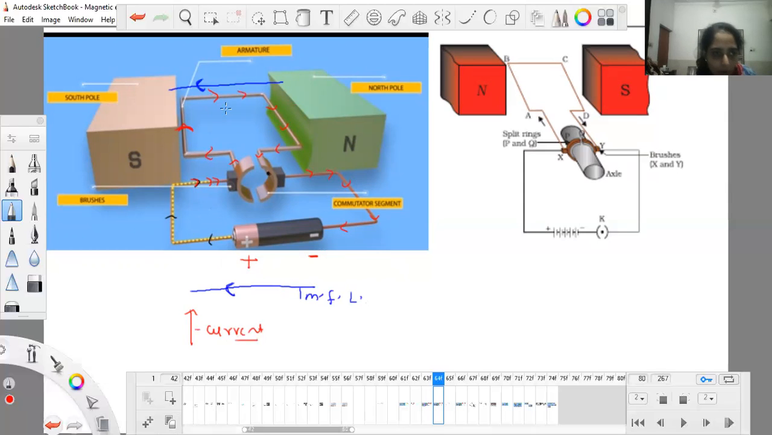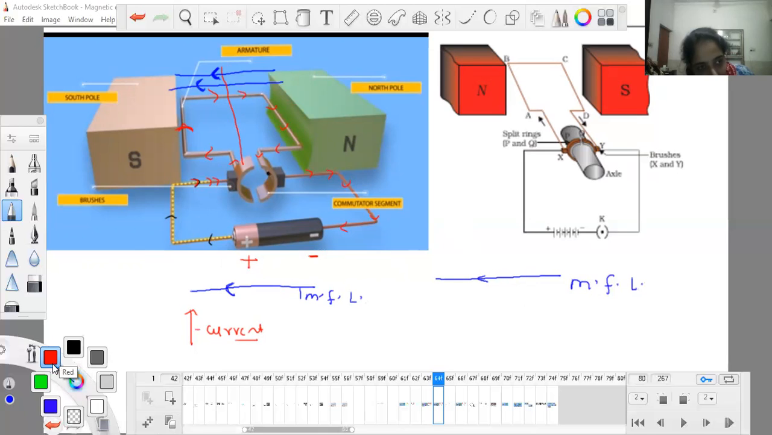Okay, for this half part. Okay, for the second part, definitely this is the direction of current, sorry, magnetic field line. This is the direction of magnetic field line from north to south, so the direction of magnetic field line will never change.